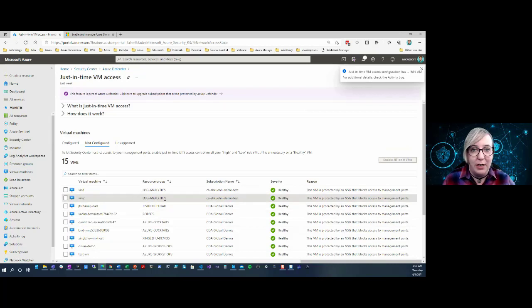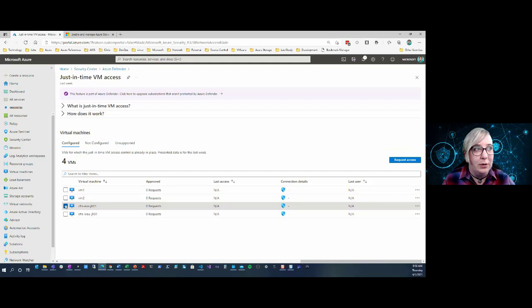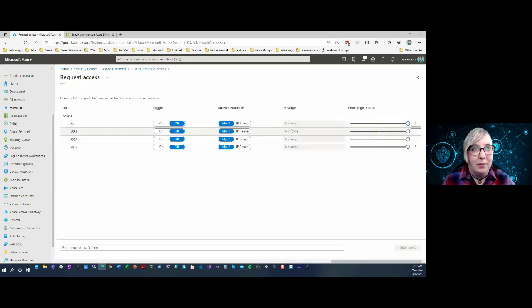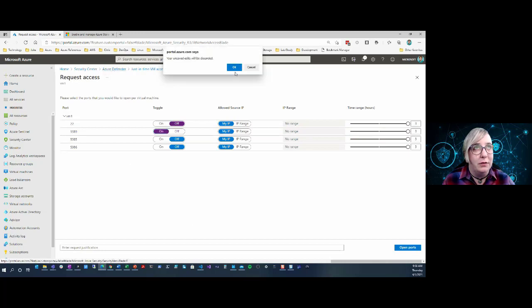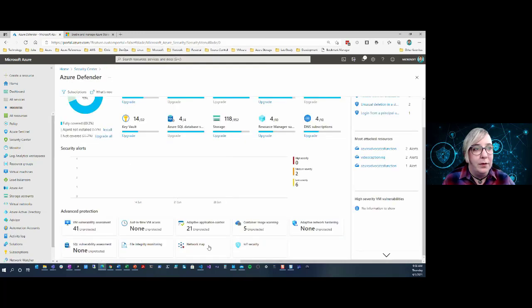So I can't just go and initiate an RDP session to those VMs without requesting the just-in-time access. So I would go in, I would request access, indicate where I needed it to be, toggle it on for 3389, open up ports, and then I can get into that server.